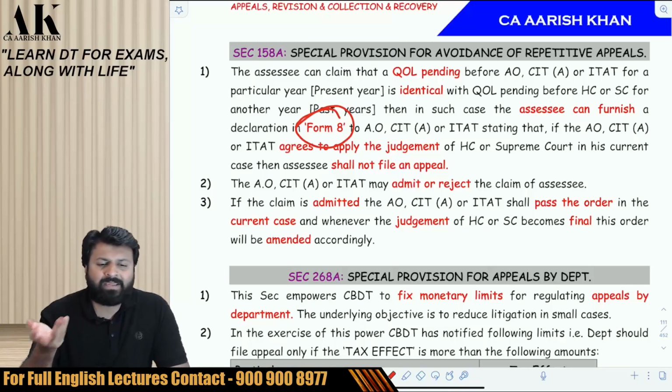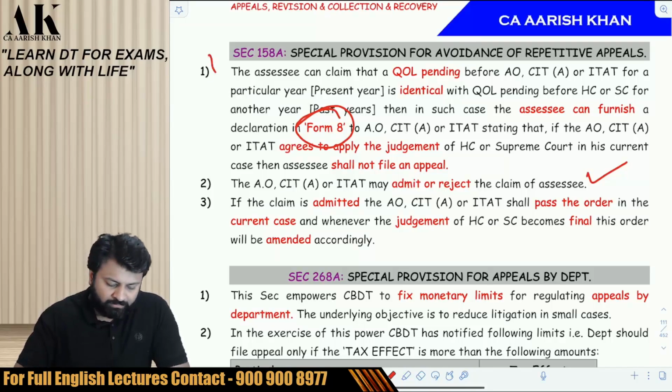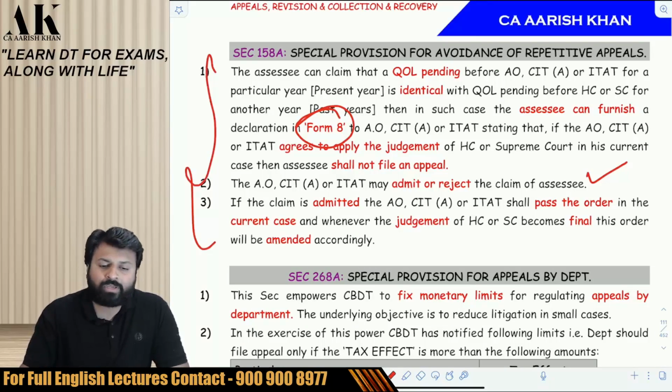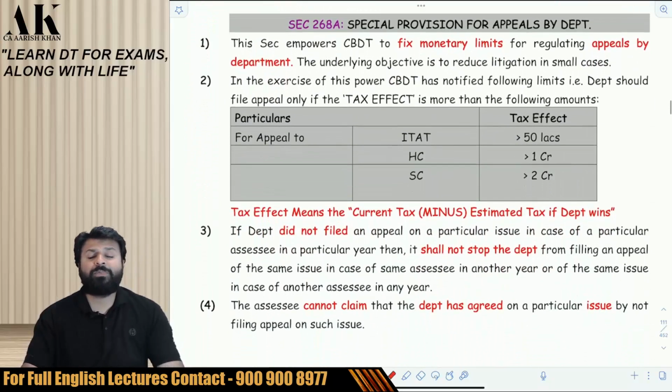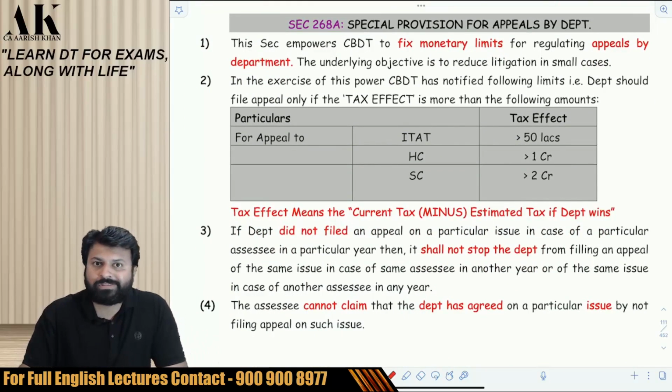Now, the department may accept or may reject that particular claim of the assessee. If the department accepts, well and good. If the department does not accept, then you can go and file an appeal. Nobody will stop you in that case, okay? So, this is what this particular concept is all about, to reduce what? Repetitive appeals, okay?